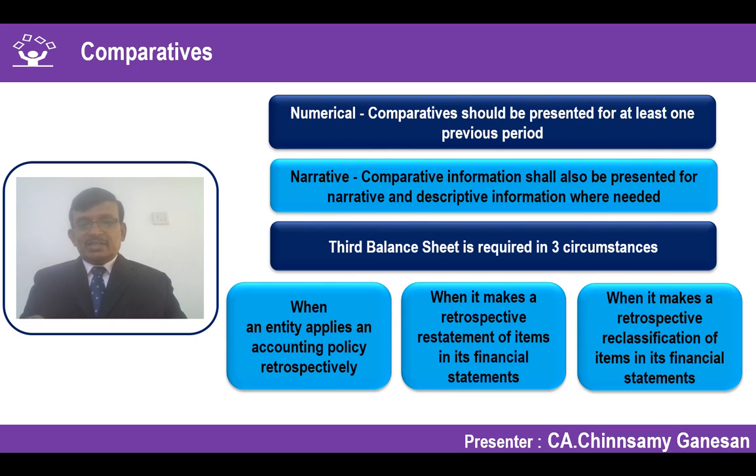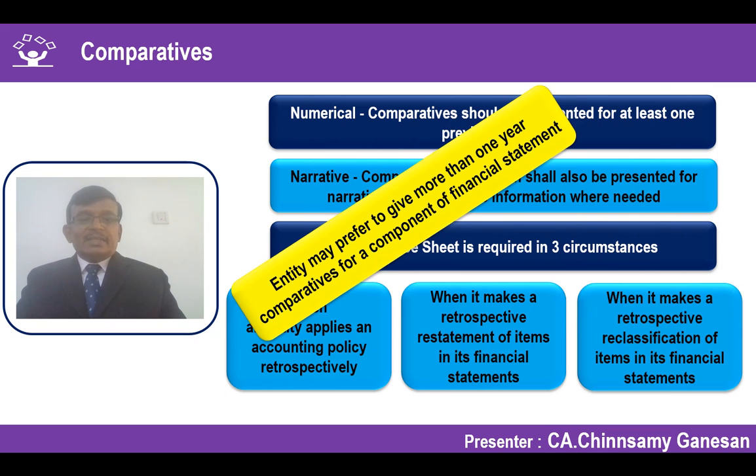And of course, the second and the third are more or less similar. Normally, when an error happens on restatement of an item, that is, you are remeasuring an item, or when you are reclassifying an item, you are only putting that in a different presentation side. You are not doing any measurement. In both scenarios, it's normally arising out of an error in the previous period. In those cases, you are expected to give the third balance sheet as well.